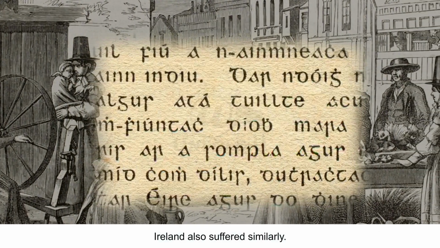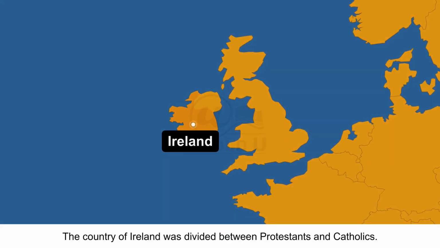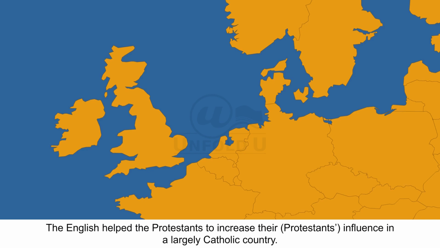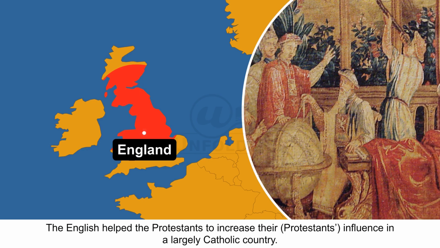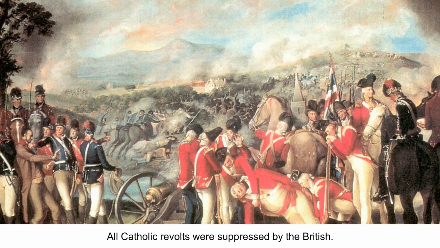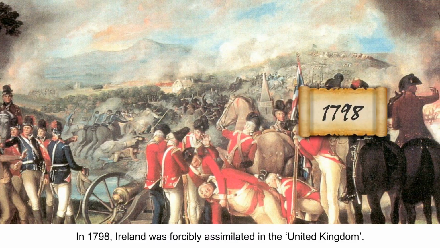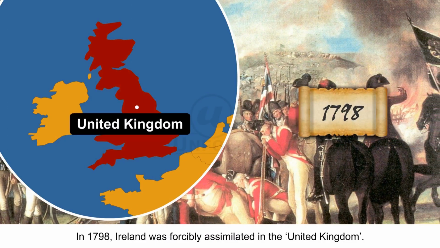Ireland also suffered similarly. The country of Ireland was divided between Protestants and Catholics. The English helped the Protestants to increase their influence in a largely Catholic country. All Catholic revolts were suppressed by the British. In 1798, Ireland was forcibly assimilated into the United Kingdom.